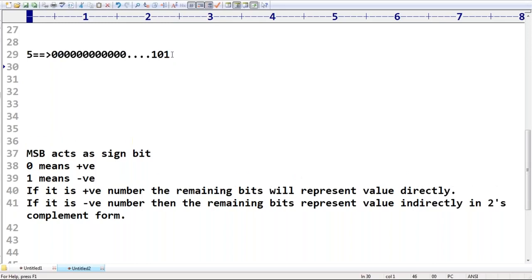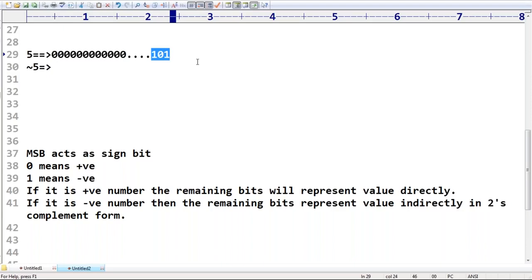Now I'm talking about the negation of 5. What does it have to do? Negation: apply the complement operator. You require to apply the complement for all 32 bits, not only the last 3 bits. Remember that most people apply it only to the last 3 bits. That's why the problems are.